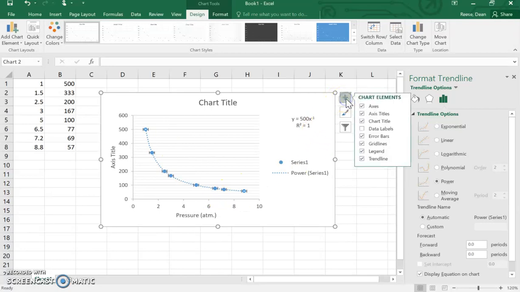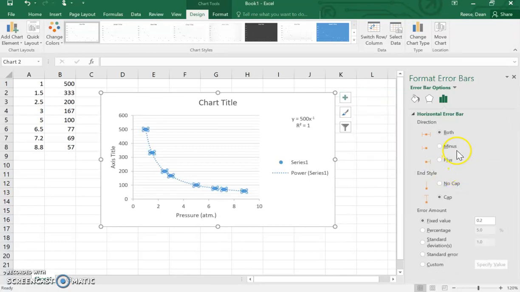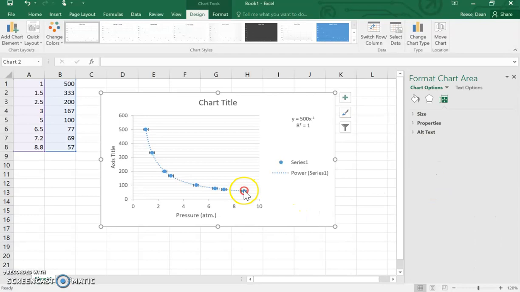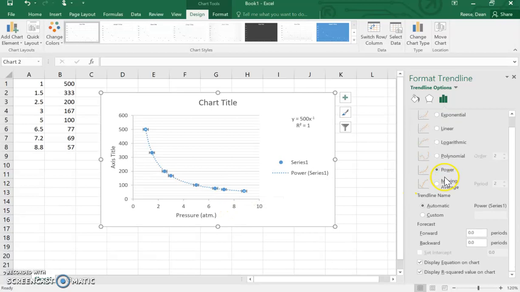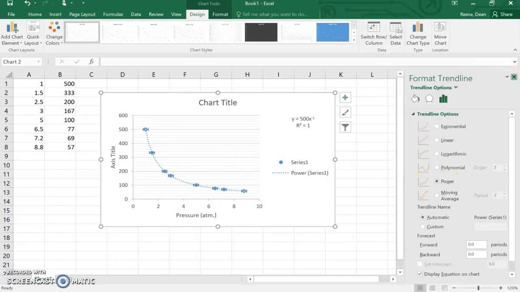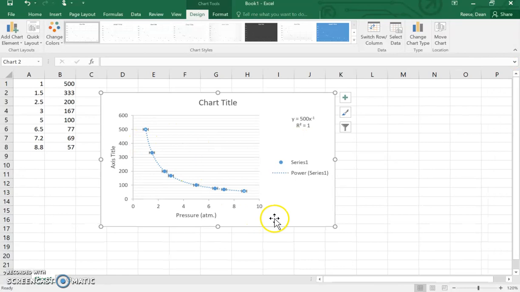So if you go to plus and error bars and go to more options, right now it's highlighting the X ones. And if you want to get the Y ones, you actually have to select that data, which is hard now that we made them so small. But the point is they're actually on there and they're so small that you can't see them.